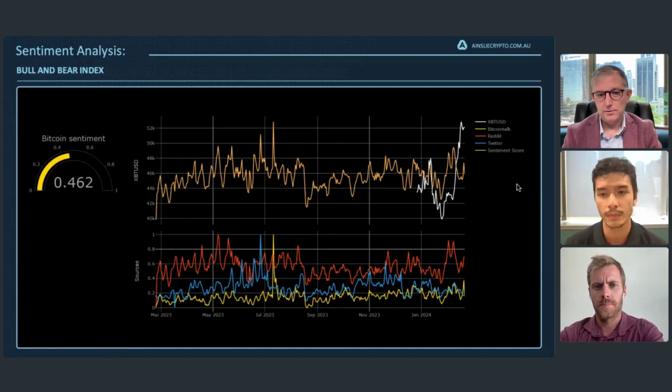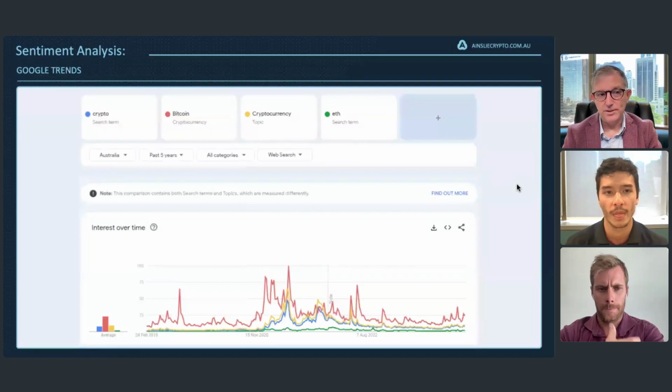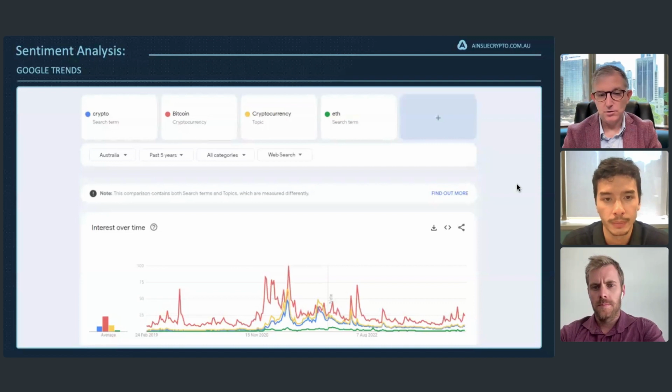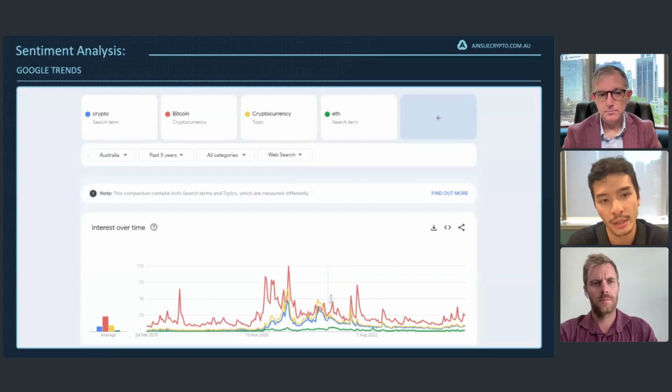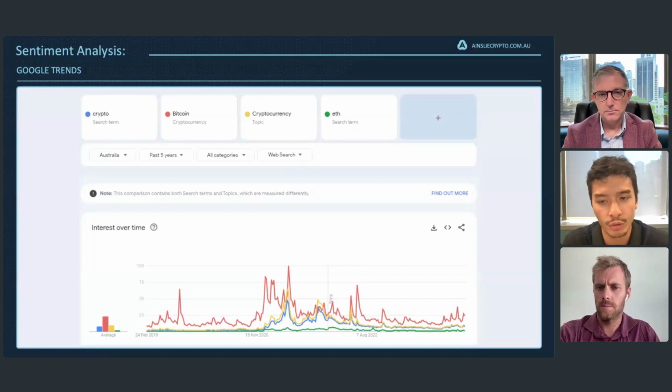Okay, so let's look. You've got one more sentiment analysis indicator here, which is the Google Trends. You want to just talk about this because this is one that I think is quite important as well. Yeah, so this one over here, we've just got crypto, Bitcoin, cryptocurrency, and ETH as the main metrics and trackers. So as you can see here, leading up to the ETF, we've seen a spike in the interest in search terms, but nothing that suggests euphoria.